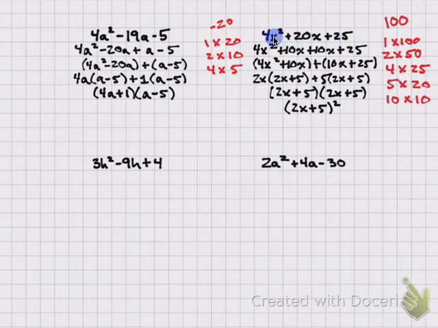Let's see. 4x squared, that is definitely a perfect square. That is 2x quantity squared. 25, definitely a perfect square. That is 5 squared. This was a perfect square trinomial.